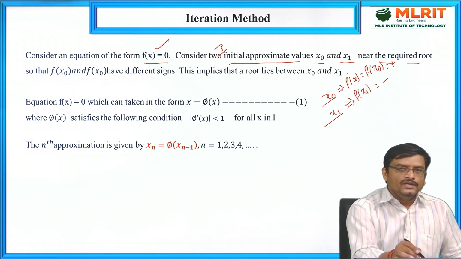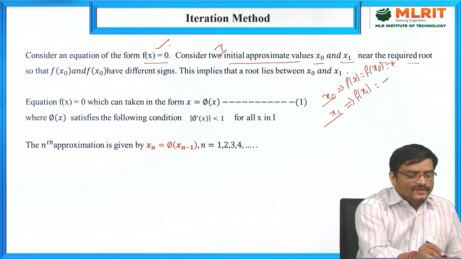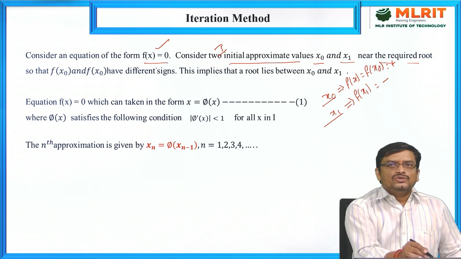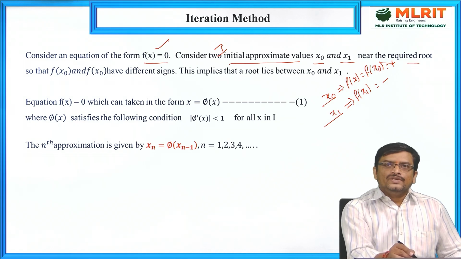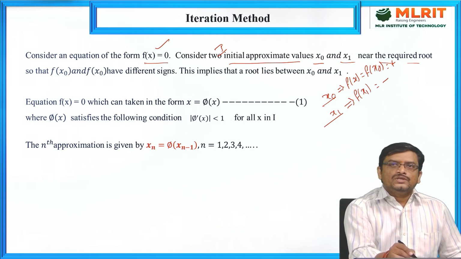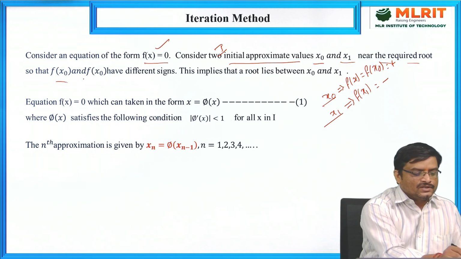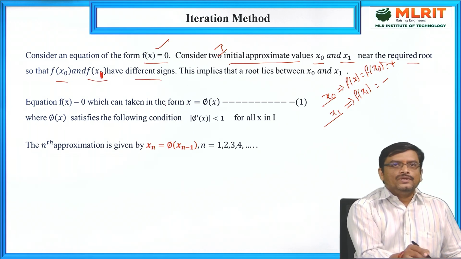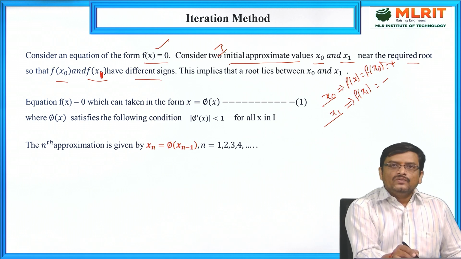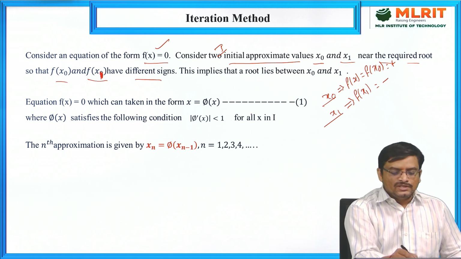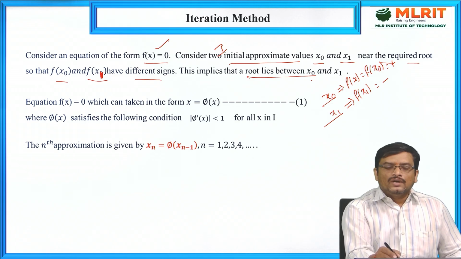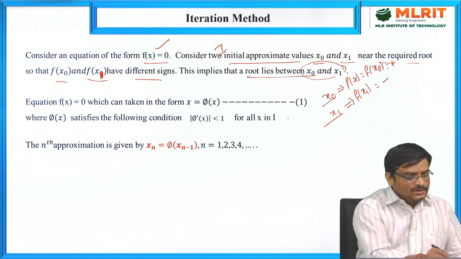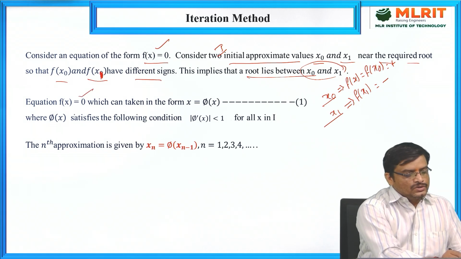So the first step is to take the function f of x is equal to 0, and by using this, take two initial values, two real numbers x0 and x1. If you substitute the two real numbers in the function, you will get f of x0 and f of x1, and these must have opposite signs. Whenever the function values have opposite signs, we can conclude that the root lies between these two real numbers.